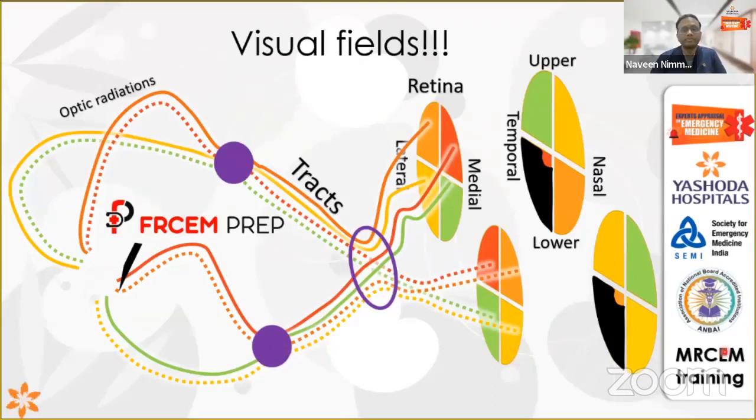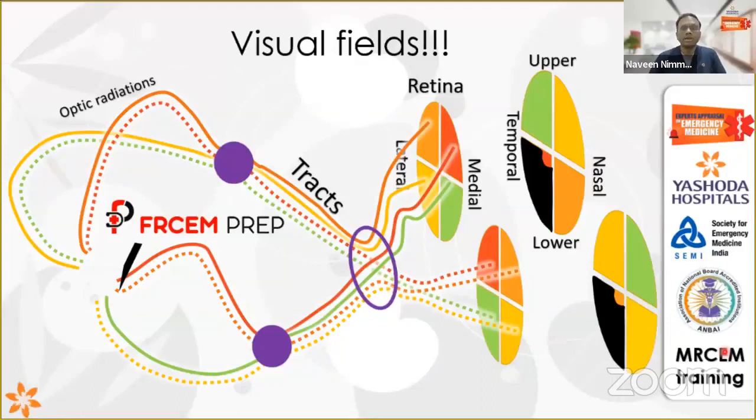Macular sparing will be there because the macula is represented on both sides. That's one of the explanations. If both tracts, both radiations are gone, even then the macula will be spared. This is about the visual fields.